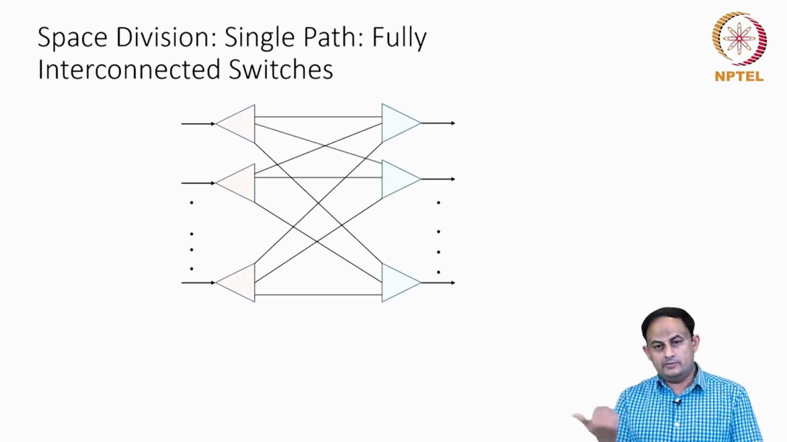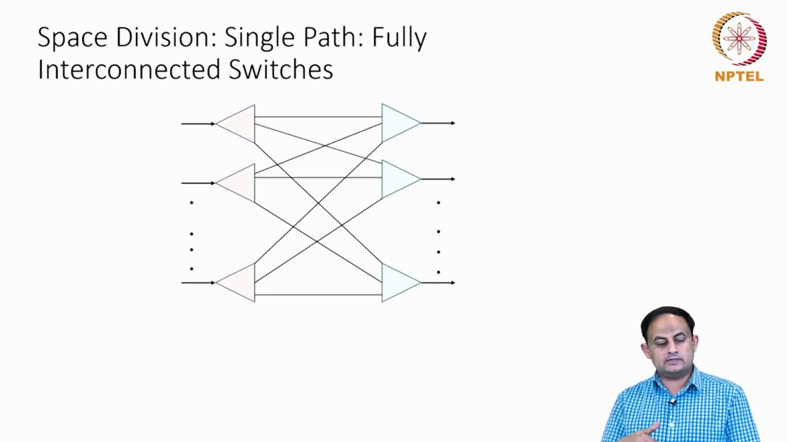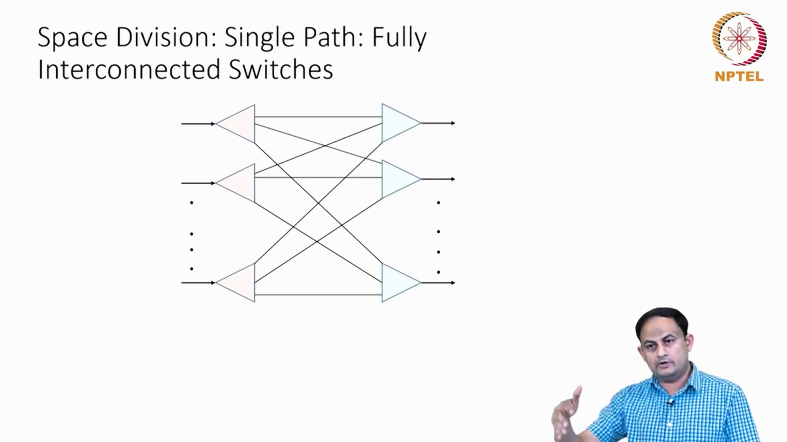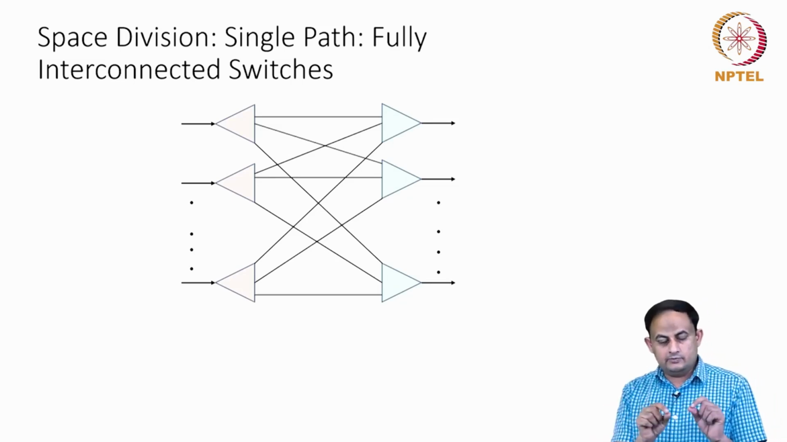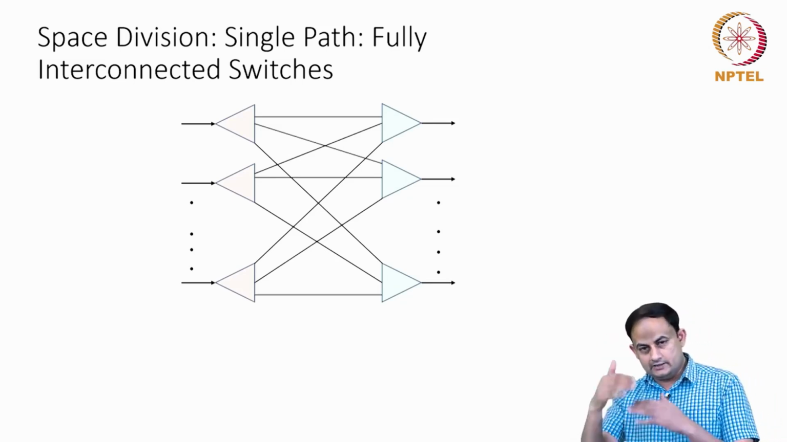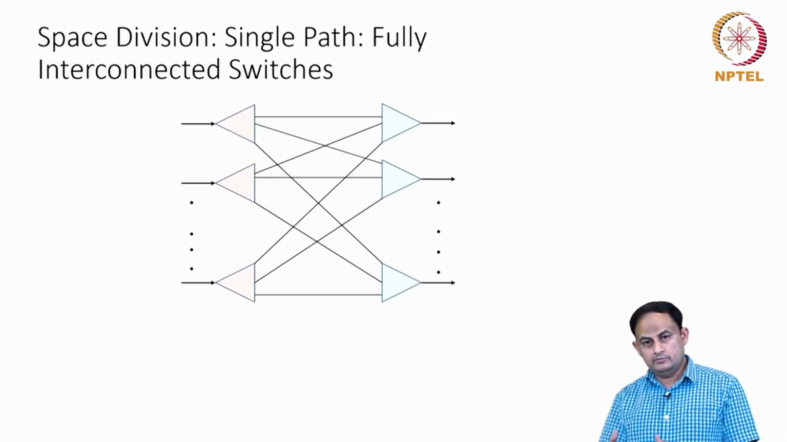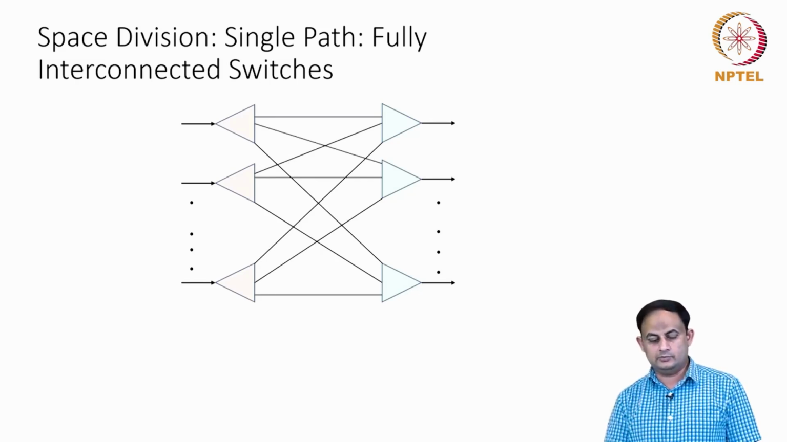Those are not there. One of the simplest ways to implement this kind of fully interconnected switch is to have a bus connecting each input port to each output port. That bus is dedicated to that particular input port, but it is connecting to all of the output ports.